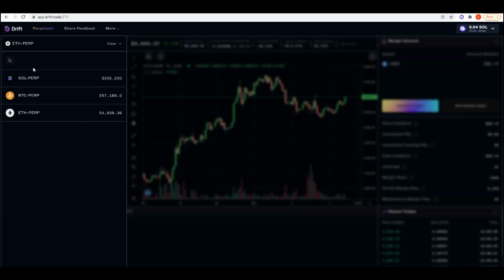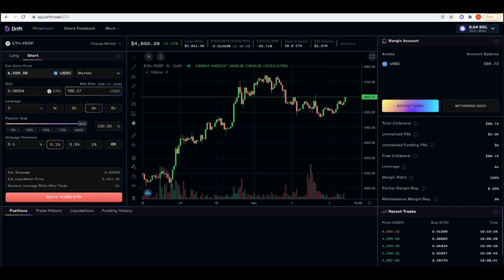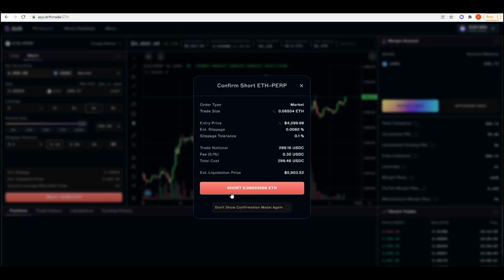So let's actually take out a short position on Ethereum and see how this works. I'm going to short $300 worth of Ethereum. So my actual collateral amount is only like $99. So we can leverage that up 3x to get $299 short. And then the slippage tolerance 0.1, that's fine because my estimated slippage is very, very low at 0.006%. And let's short this ETH. So my estimated liquidation price for this short is at $5,903. So let's do this.